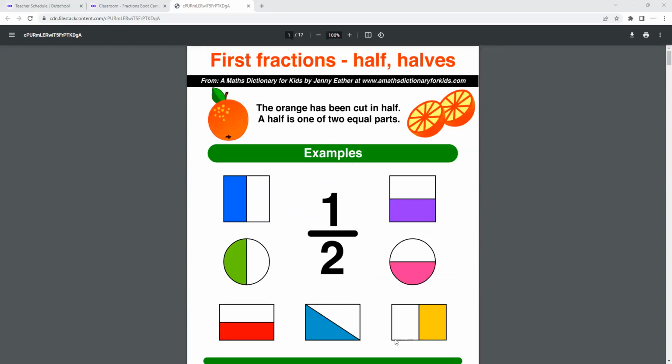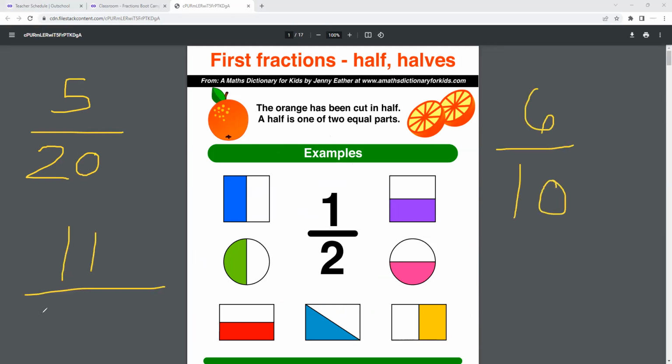So the denominator is the bottom number. The denominator will always tell you how many pieces make up the whole. So you could have bigger numbers instead of 1/2 and 1/4. You could have 5/20ths or 6/10ths or 11/100ths, whatever the case may be.